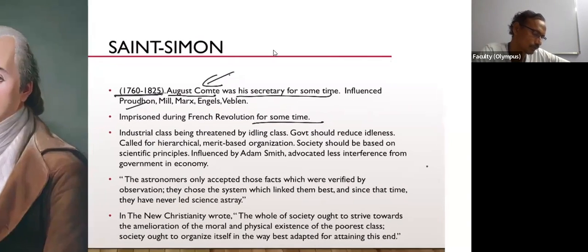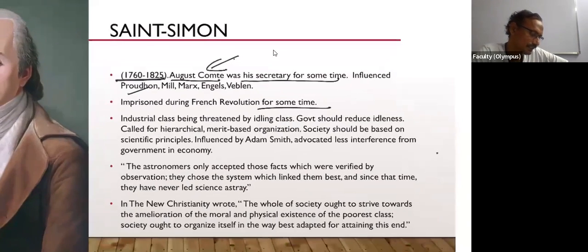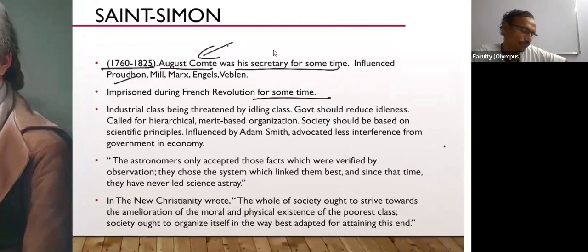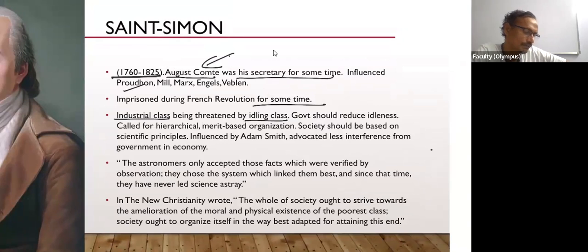Okay, his argument was there were two classes, the industrial class and the idling class. The industrial class was being threatened by the idling class. For example, in the context of the French Revolution, one can say nobility and clergy were idling classes, and others were industrial classes. Remember, a capitalist who is working is also an industrial class. A scientist is an industrial class. A manager is an industrial class. Industrial class doesn't mean only manual laborers. His proposal is that government should reduce idleness. Okay, so this is one main proposal.